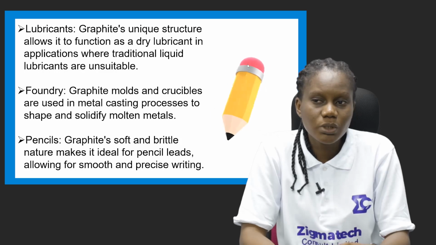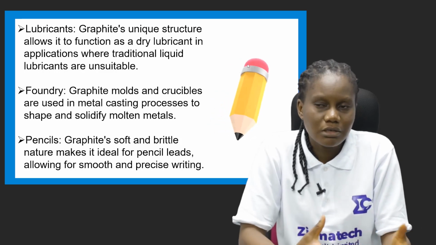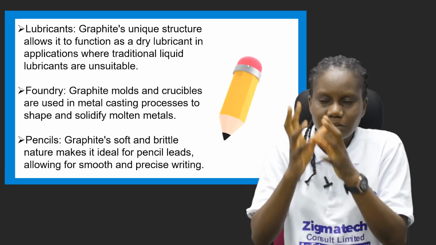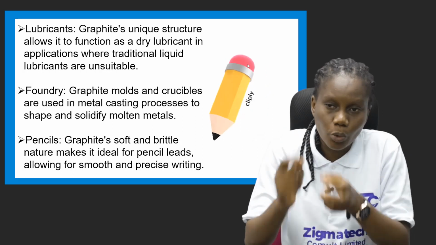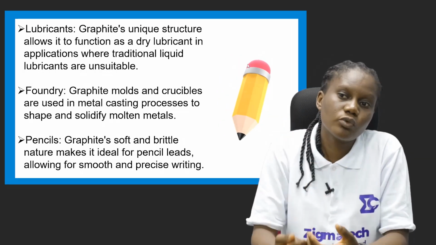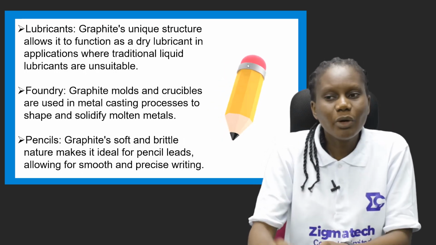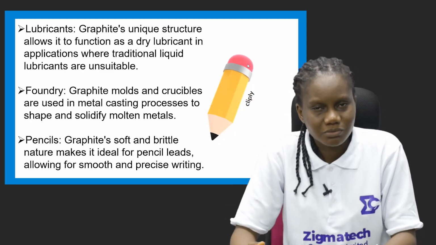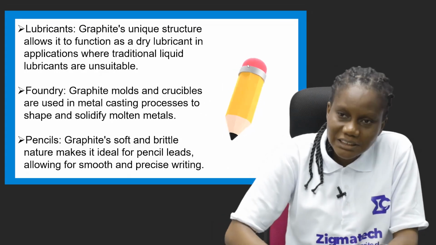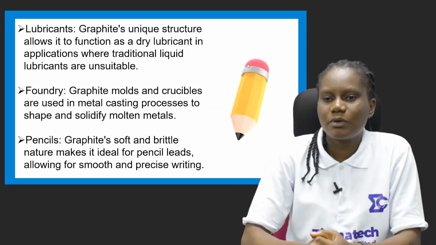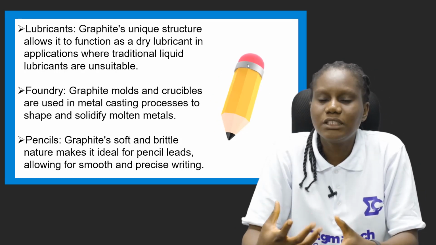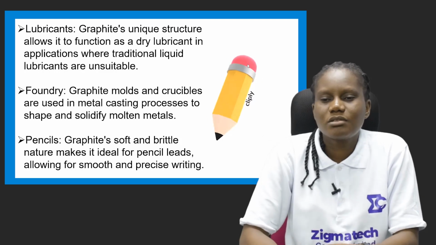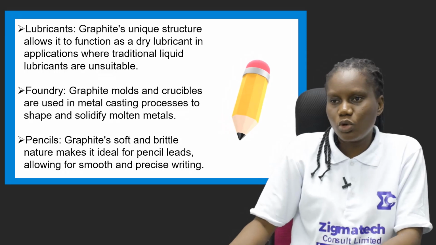We talked about hardwood being gotten from deciduous trees, while softwood is gotten from coniferous trees. So that soft part you see outside, the part you hold to write, is gotten from softwood, from coniferous trees. But the thing inside, that black stuff that you use to write, is made of graphite. Graphite's soft and brittle nature makes it ideal for pencil leads, allowing for smooth and precise writing. So graphite is also used in the production of pencils.